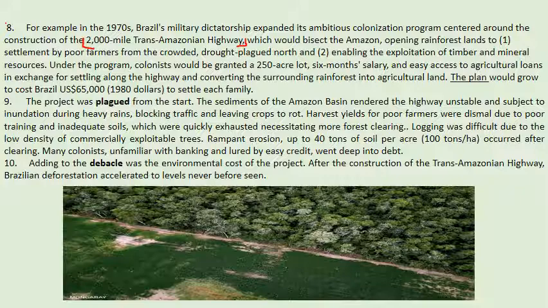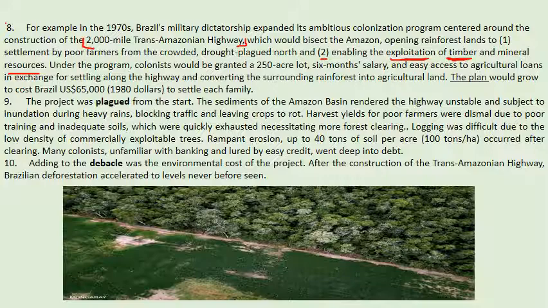So one, it's opening rainforest lands to settlement by poor farmers from the crowded, drought-plagued north, and two, enabling the exploitation or the wrong use of timber, which is wood, and mineral resources. So opening this highway has just opened up the forest to all sorts of illegal activities.